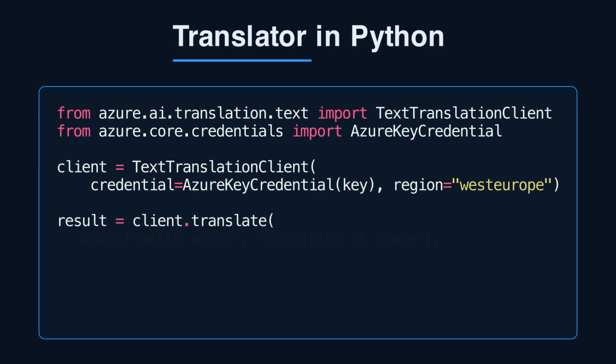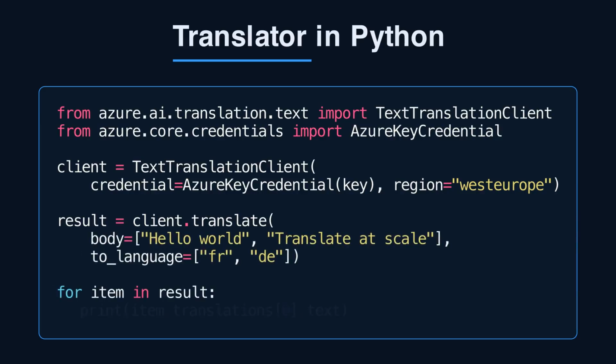Here's the real-time text path with the Translator SDK. You create a client with your key and region, then call translate with target languages. One request can carry up to 1,000 text elements and the service auto-detects the source. This is the fast path: low latency, high concurrency, and a flat per-character price. Batch your inputs into arrays rather than firing one call per string, and you'll cut overhead dramatically.